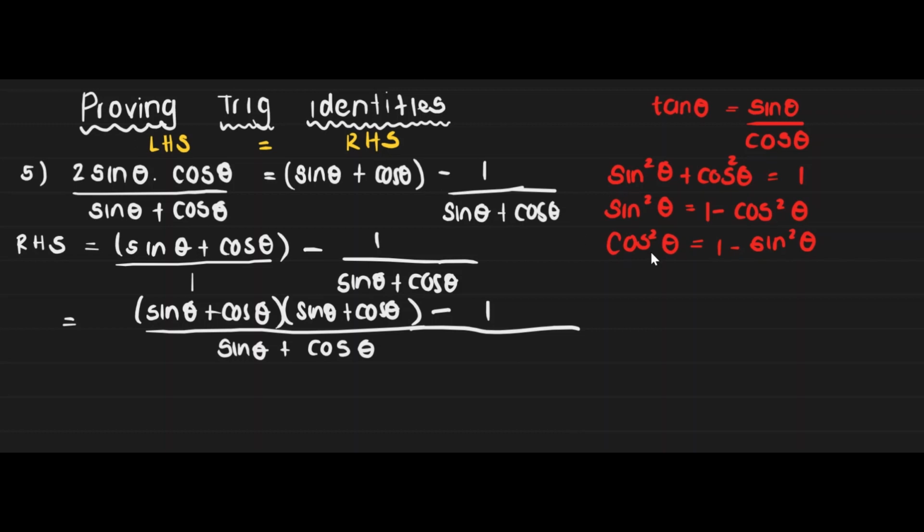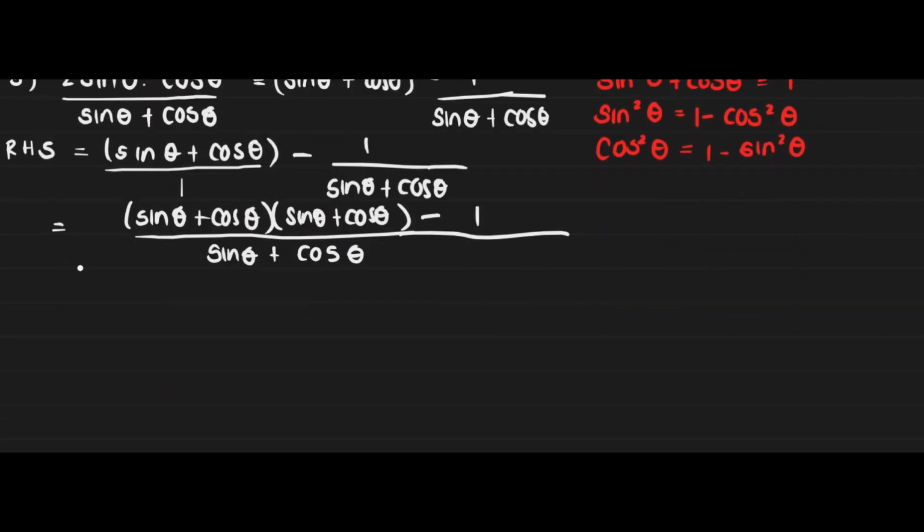So let's simplify the numerator now. Simplifying the numerator, we need to expand the two brackets. Sine theta multiplied by sine theta is going to give me sine squared theta. Sine theta multiplied by cos theta is going to give me positive sine theta and cos theta. Then cos theta multiplied by sine theta is going to give me the same thing, sine theta multiplied by cos theta.